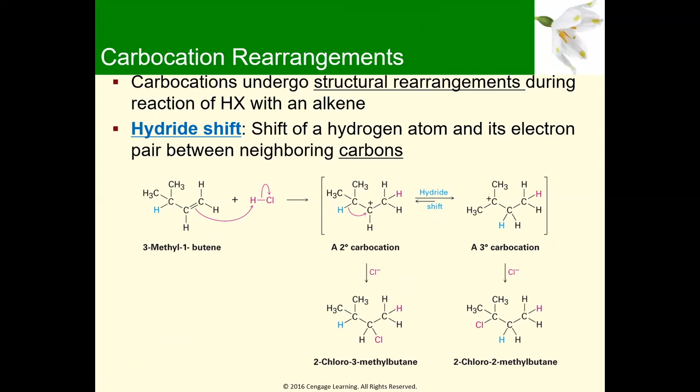Well, those are when carbocations undergo structural rearrangements during that reaction of a halo acid with an alkene. And it can happen in two different ways. One is what we call a hydride shift. That's when the rearrangement involves a hydrogen atom, so it's a shift of a hydrogen atom and its electron pair between neighboring carbons. And of course, the purpose is to create a more stable carbocation.